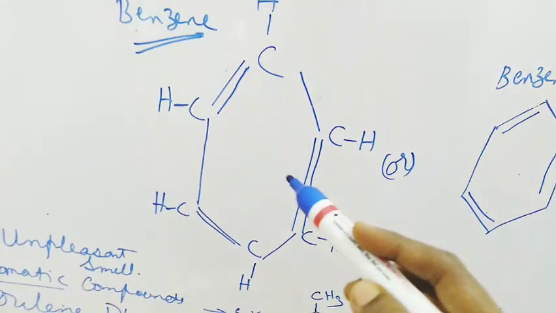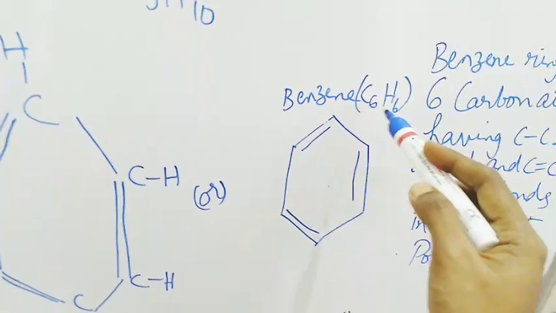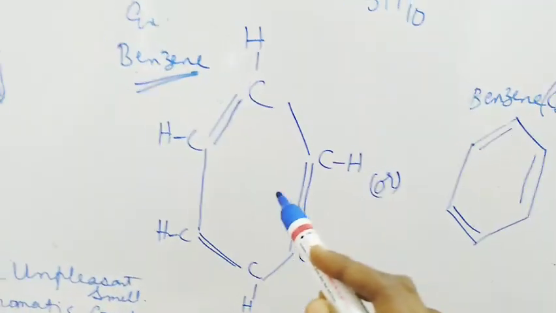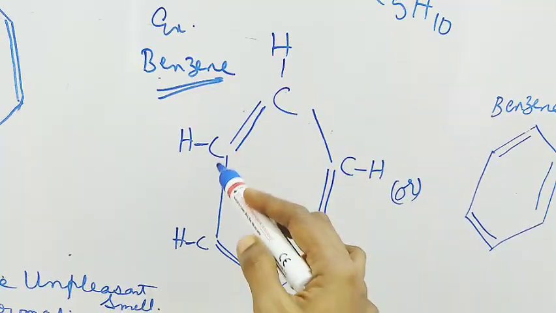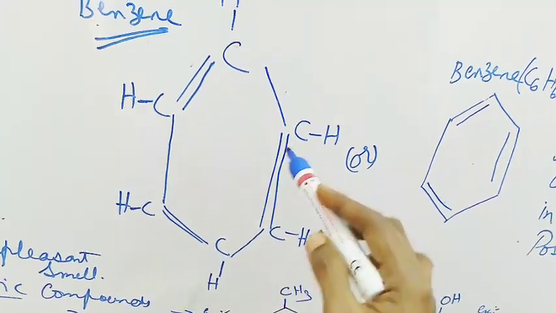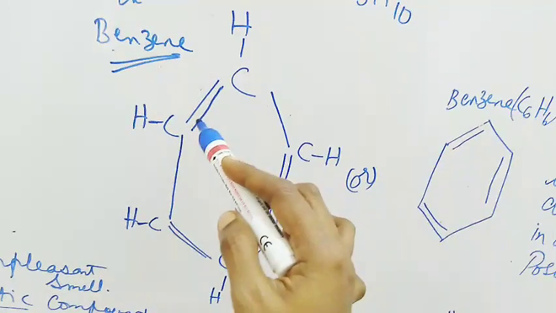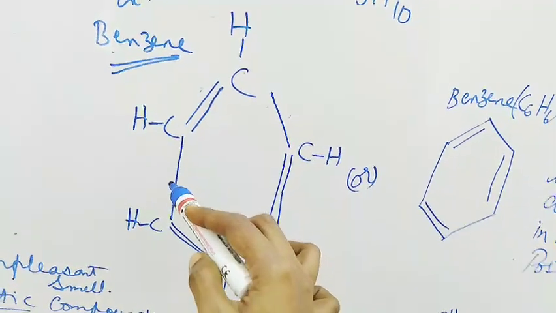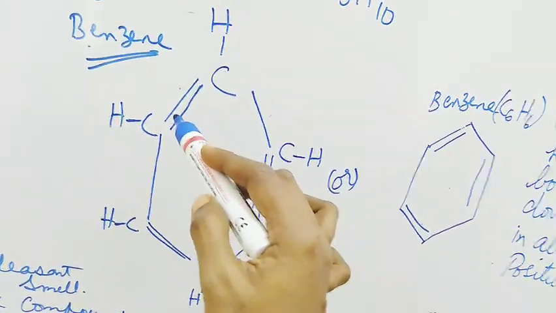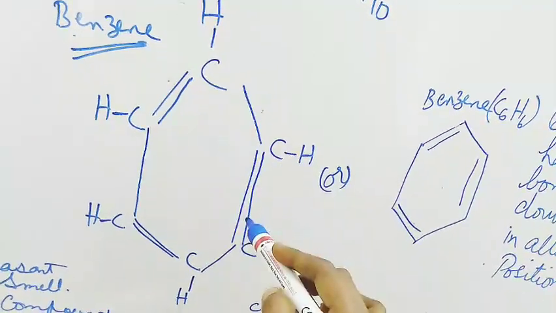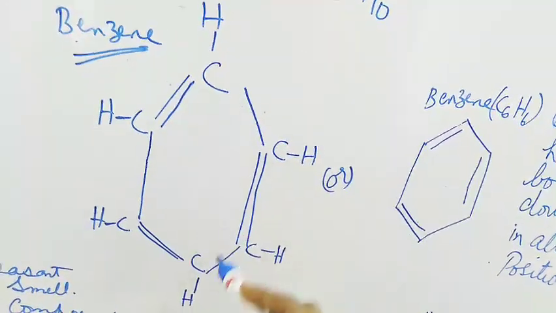One more example is the benzene structure. Actually the benzene formula is C6H6. That means 6 atoms of carbon and 6 atoms of hydrogen. This is a very, very important structure. Here carbon is linked up with hydrogen by a single bond. CH, CH, CH, CH, CH. Everywhere a single carbon atom is linked with a single hydrogen atom. But what you observe is you will be having single bonds alternately, and double bonds alternately. 1 double bond, 1 double bond, 1 double bond.